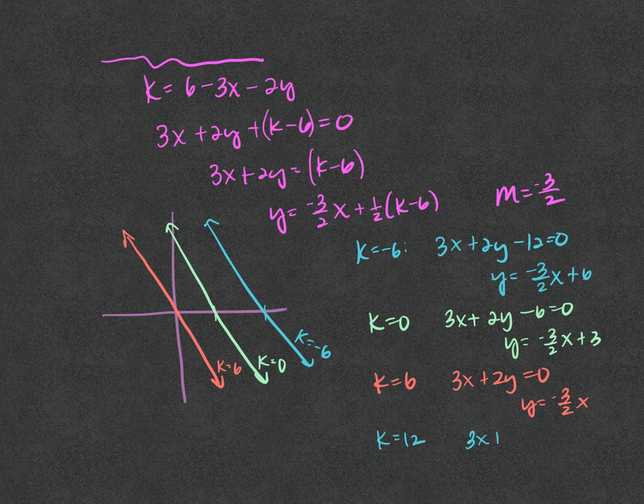So we have 3x plus 2y plus 6 equals 0. So y equals negative 3/2 x minus 6. That makes minus 3. Notice our parallel lines here for these level curves. So k equals 12. And that's because the graph of f is a plane. 6 minus 3x minus 2y is a plane. So that's why it comes out looking like that.